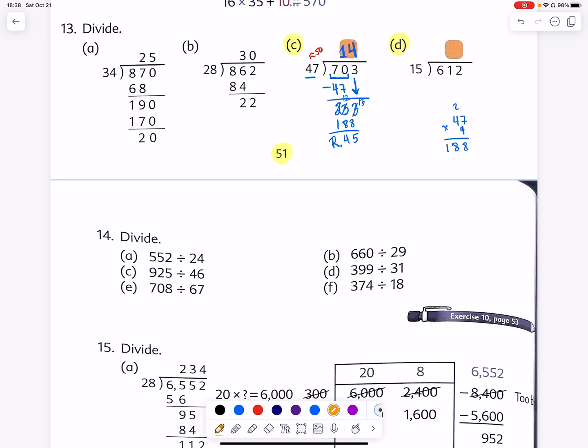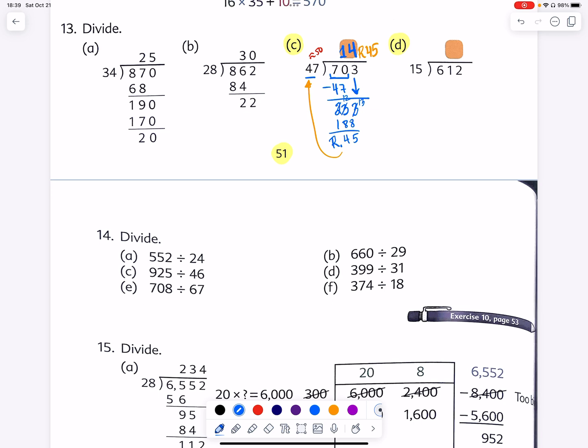Take a look. Is our remainder smaller than 47? Yes. So the number 703 divided by 47 is 14, remainder 45. Next example. 612 divided by 15.